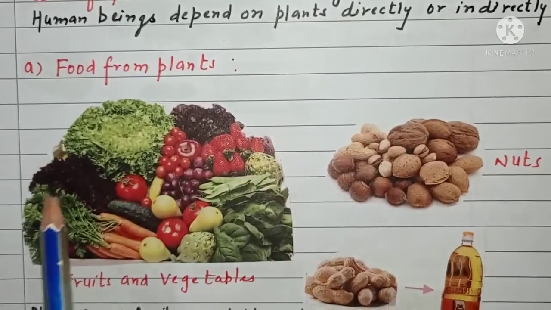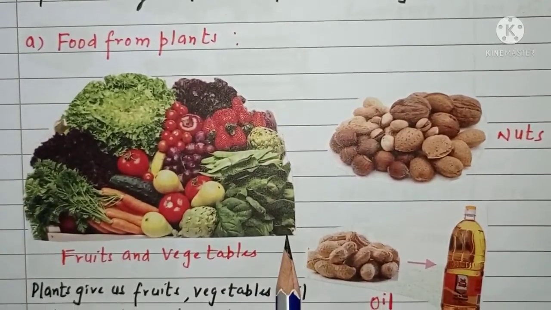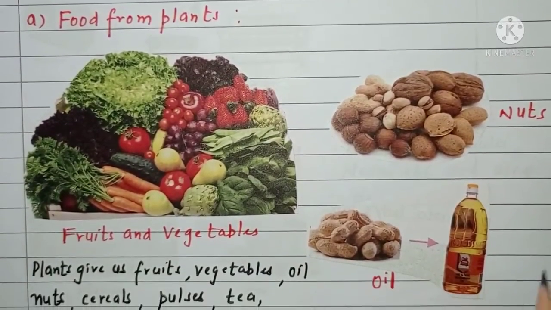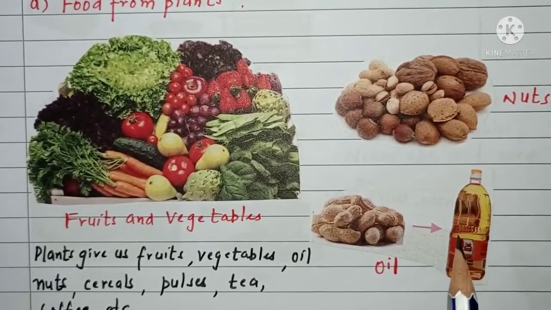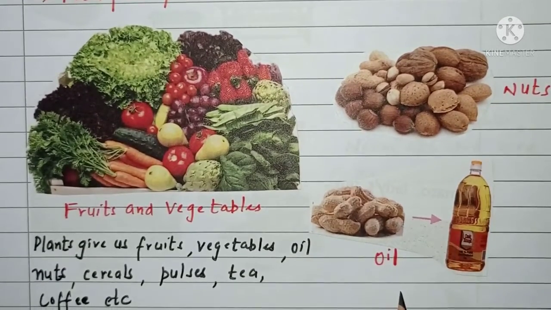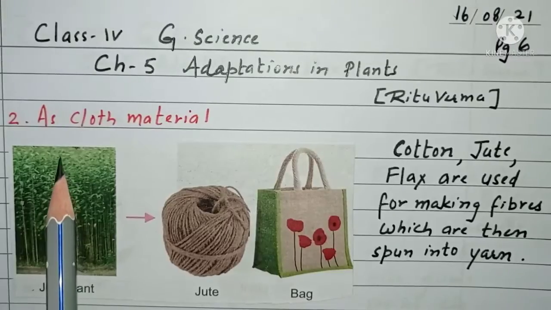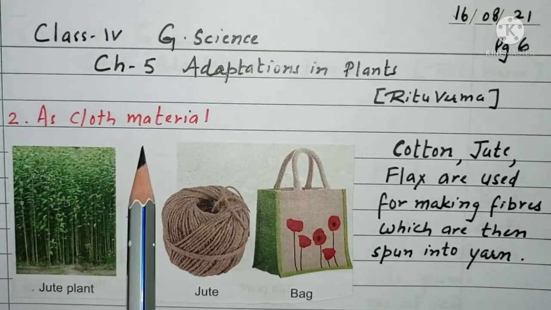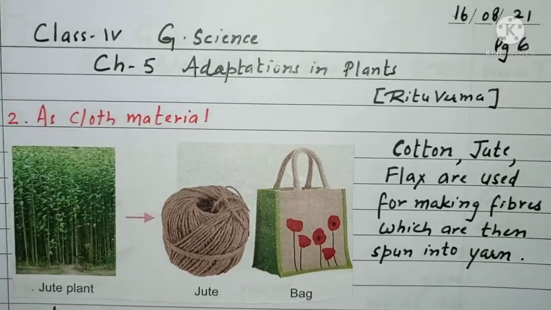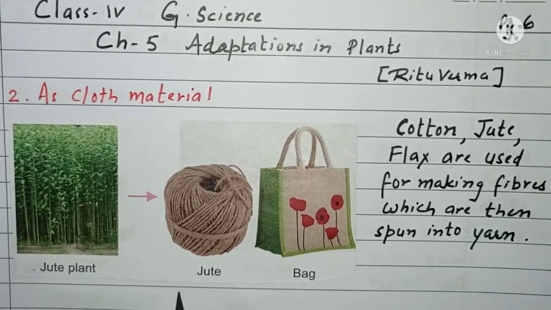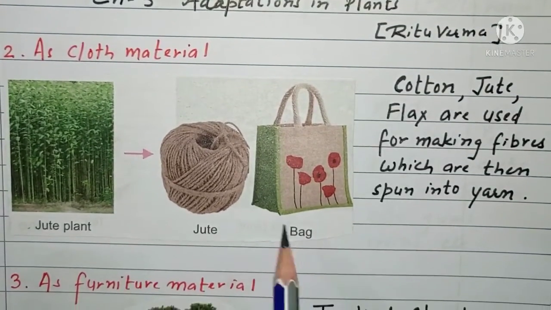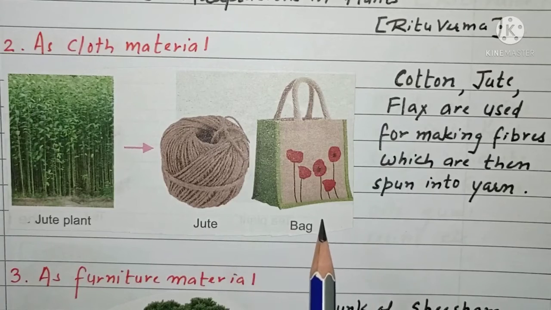Children, plants give us fruits and vegetables. Plants give us oil, nuts, pulses, tea, coffee, etc. Plants also give us cloth material. Cotton, jute, flax are used for making fibers which are then spun into yarn.